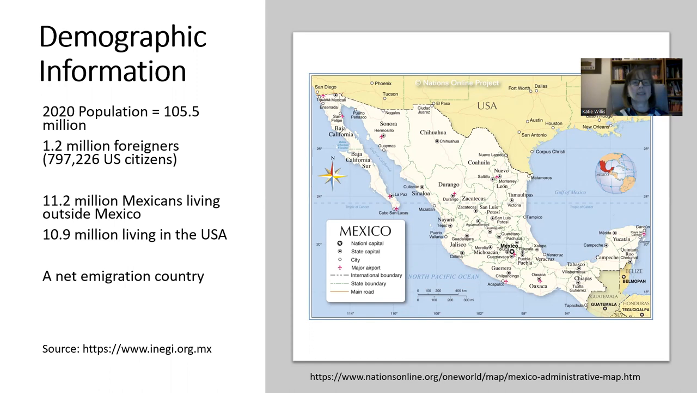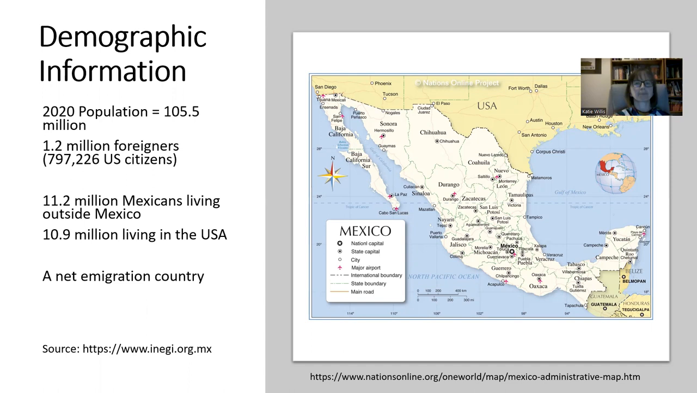And most of those foreigners, people with a foreign passport, come from the US. They may be people who have Mexican heritage who have come to live in the USA. If we think about Mexicans living outside Mexico, 11.2 million Mexicans lived outside Mexico in 2020, nearly all of them in the USA. And overall, we can say that Mexico is a net emigration country, but there have been changes about that over time.